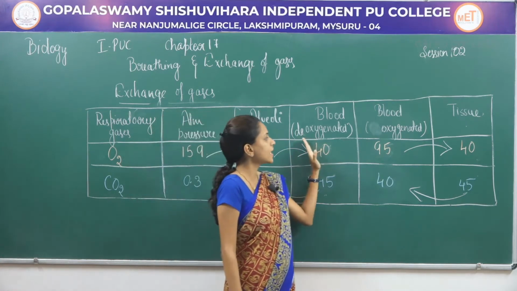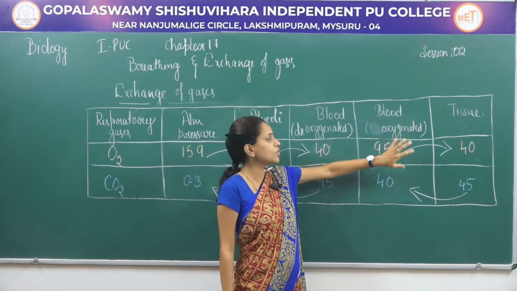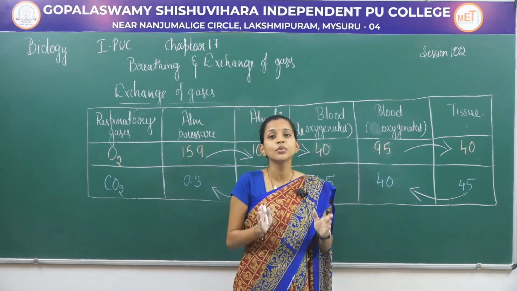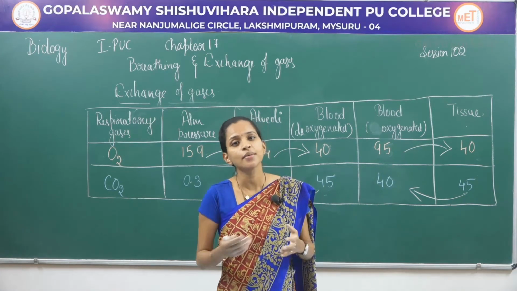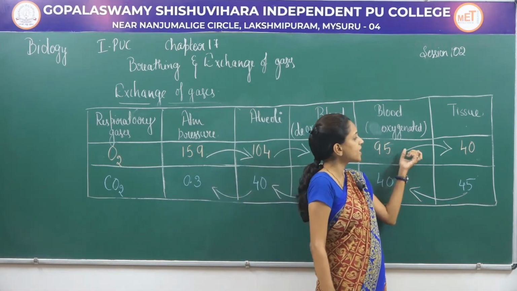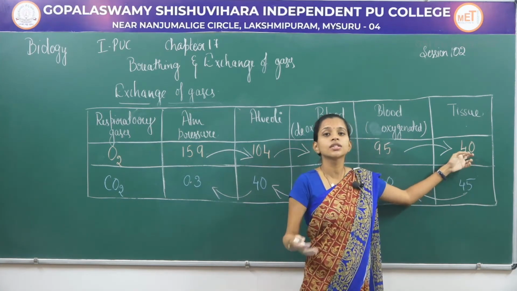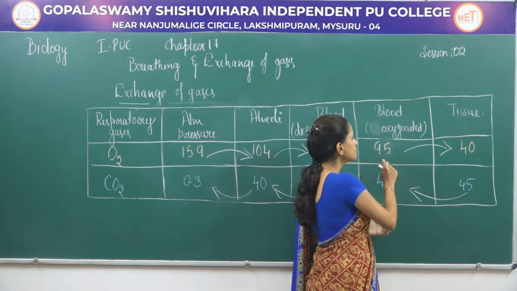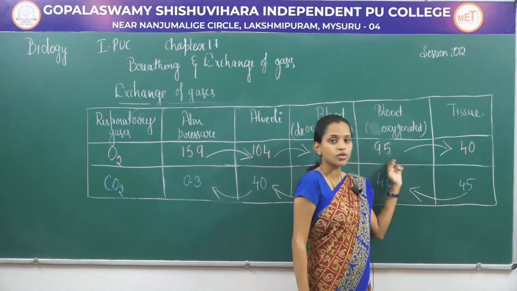Next, when this deoxygenated blood gets converted into oxygenated, the amount or the pressure of oxygen will be 95 and that of carbon dioxide will be 40. As blood is a fluid connective tissue, it flows all over the body so that the tissues get enough amount of oxygen for their normal metabolic process. Here also, when the oxygenated blood comes across the tissue, the tissue will be having lesser amount of oxygen because the produced amount of oxygen will be utilized for their metabolic activity. So, the pressure will be 95 for oxygen and that for carbon dioxide will be 40.